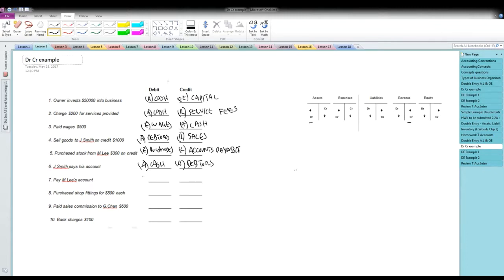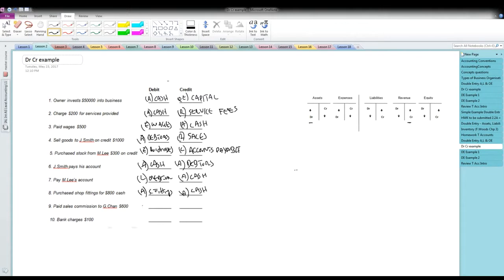Pay M. Lee's account, so we have a liability of creditor or accounts payable decreasing, so that's our debit, and we have an asset of cash decreasing, so that's our credit. Purchase shop fittings, $800 for cash. So shop fittings is an asset, so that's increasing, so that's our debit. And cash is an asset that's decreasing, so that's our credit.